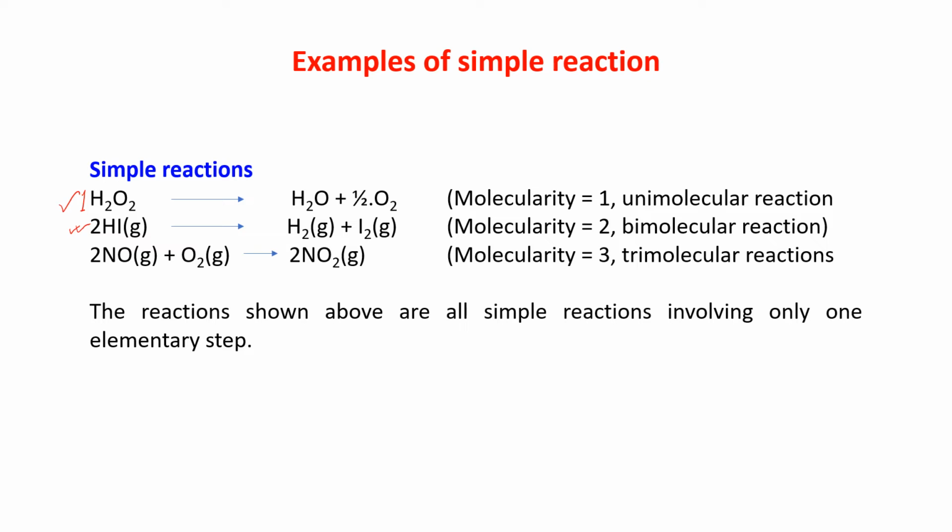And 2NO plus O2 gives 2NO2. Its molecularity is 3, because here 2 and here 1. So if the molecularity is 1, it is known as unimolecular. If the molecularity is 2, it is known as bimolecular. If the molecularity is 3, it is known as trimolecular reaction. The reactions shown above are all simple reactions involving only one elementary step. In one step only the reaction is getting completed. So these are all examples of simple reactions.